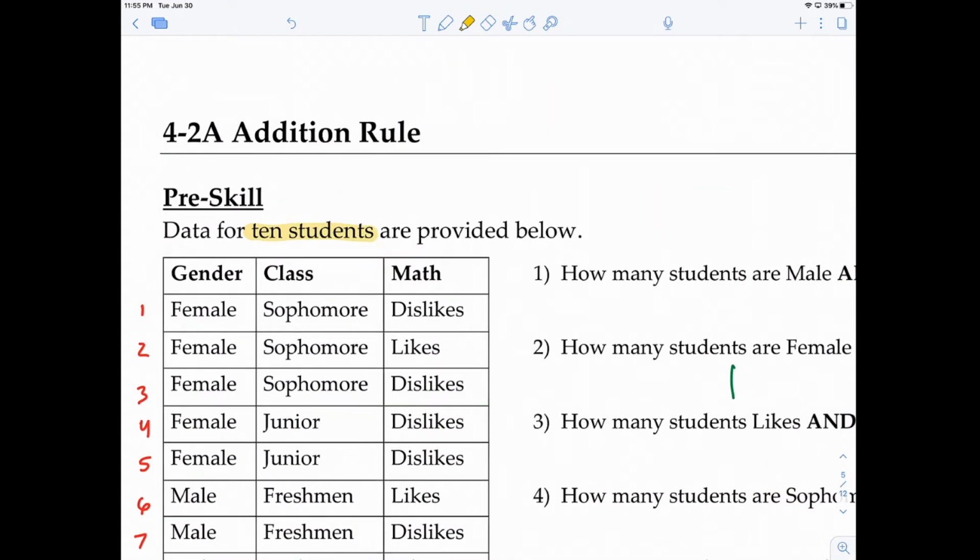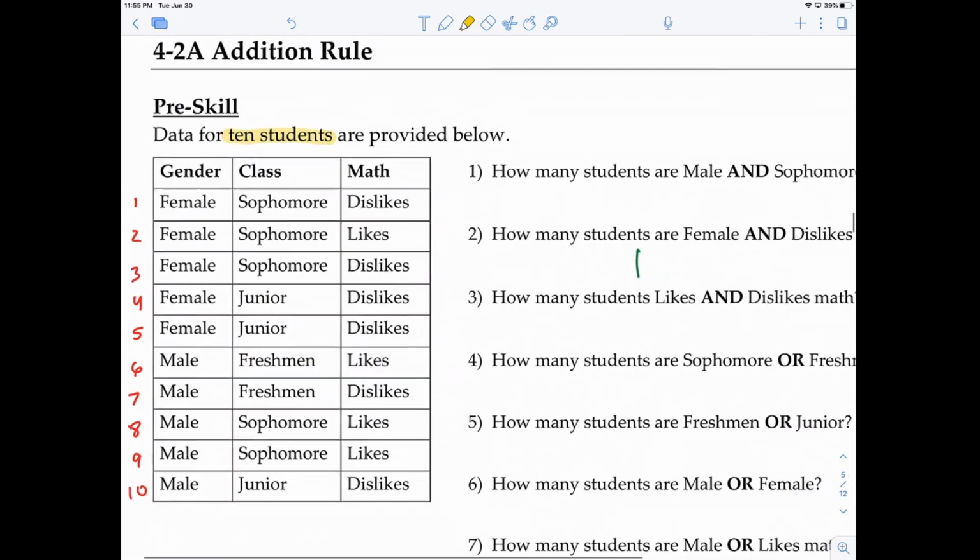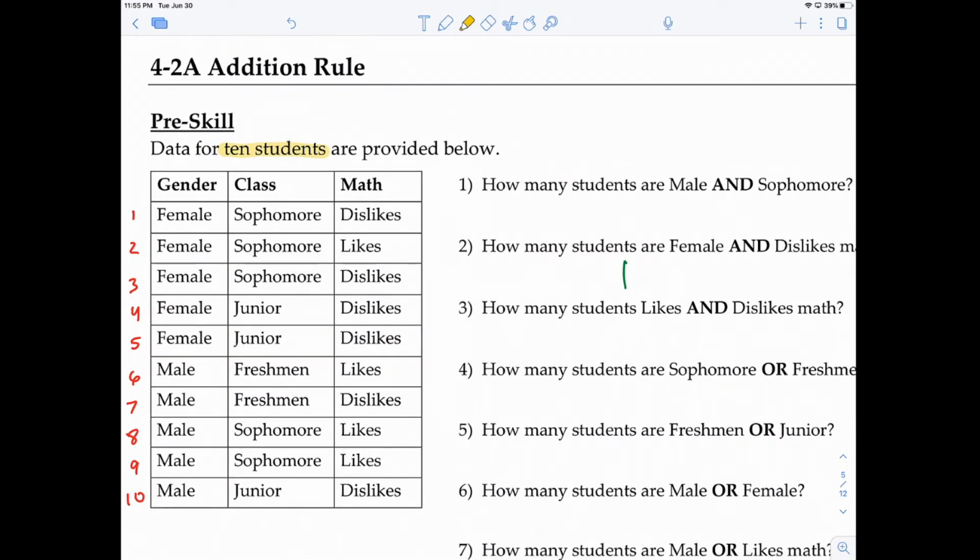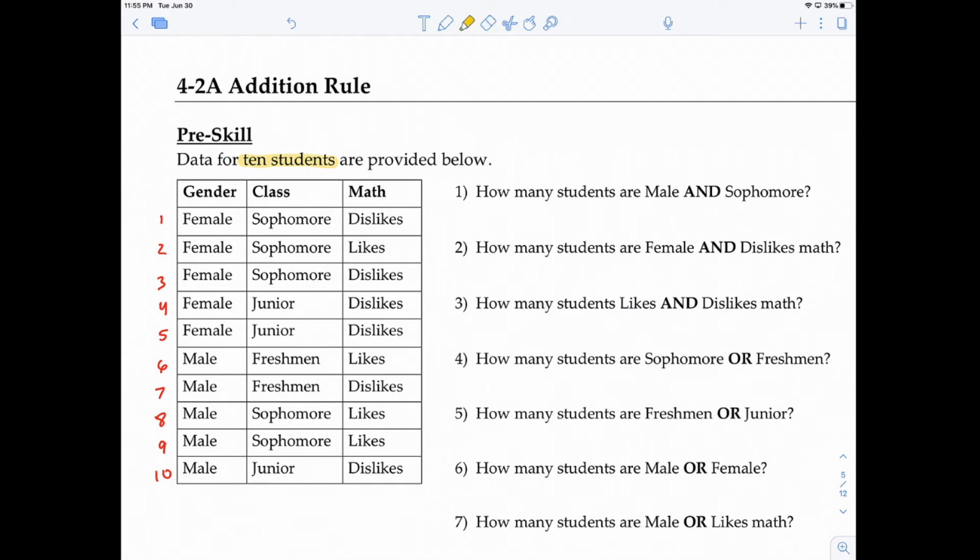4-2A. Again, I'm going to call this 4-2A the addition rule. So before we actually dive into the content, it's important that you understand the difference between and or. So in this situation, this problem, we have 10 students in a class, and we know certain things or characteristics about these particular students. We know their gender, and we know whether they're freshmen, sophomores, juniors, or seniors. And we also know whether they like or dislike math. So for example, this first student, she's a female, she's a sophomore, and she dislikes math.